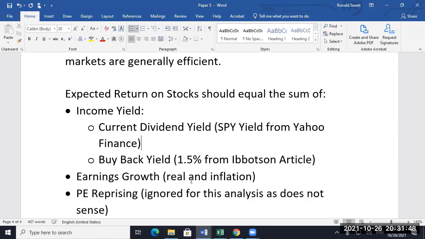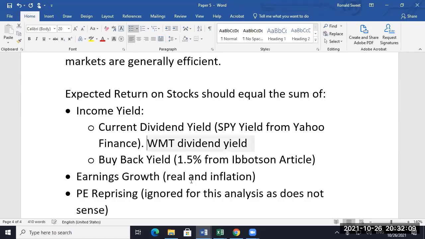Notice what's not in here. What happens to your grade if you use Walmart's dividend yield? You just lost a bunch at once. All right, because this is not the expected return on Walmart. This is the expected return on the stock market. So definitely don't use that.